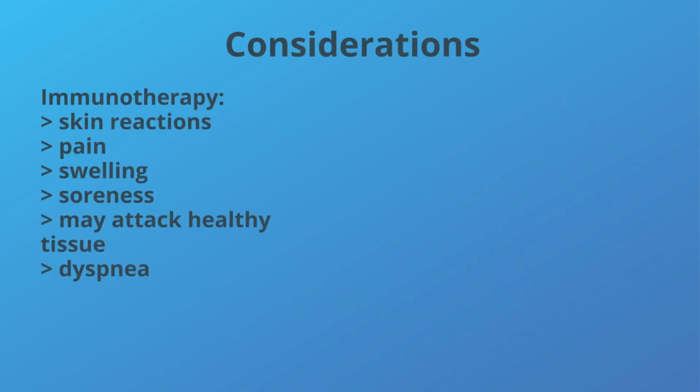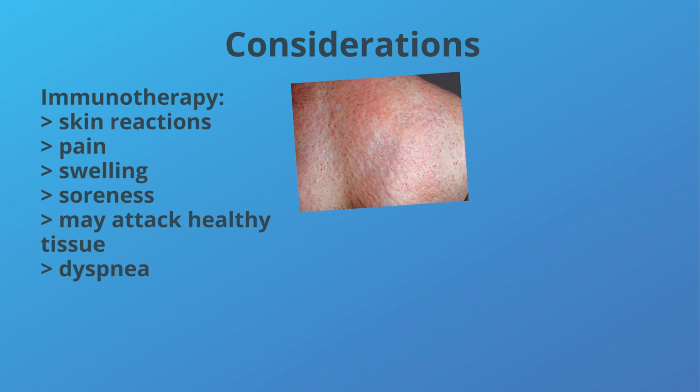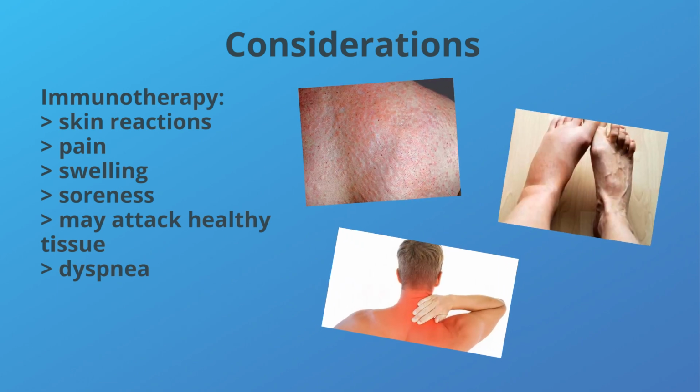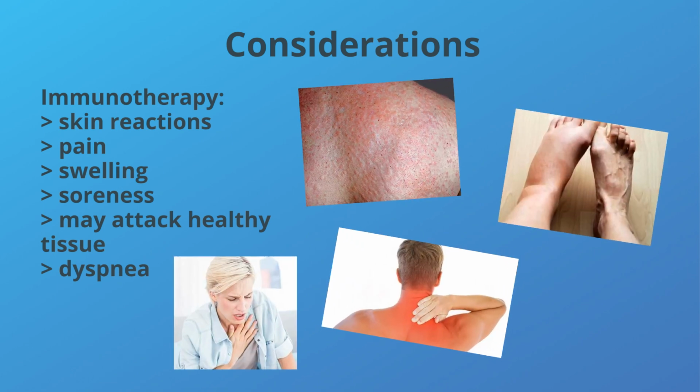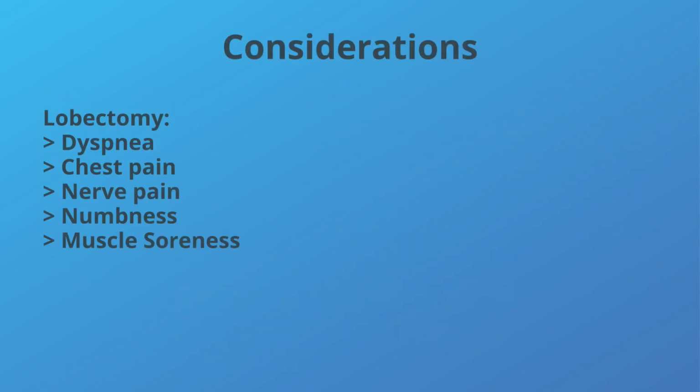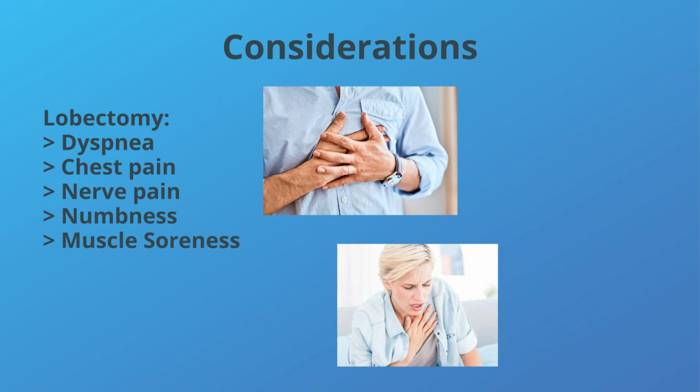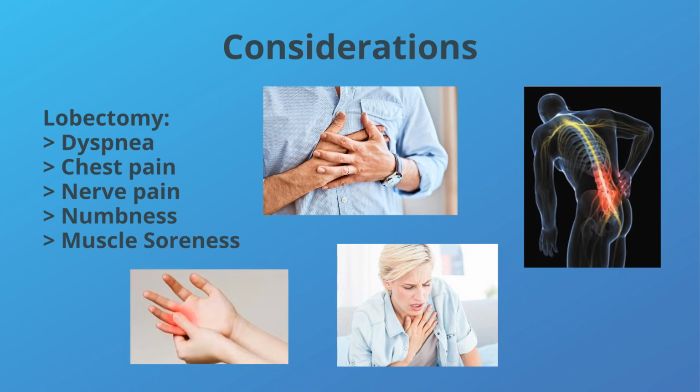Some complications for immunotherapy are skin reactions, pain, swelling, soreness, and dyspnea, which is difficulty breathing. This can also attack healthy tissue because it's a stronger immune system. Some complications for lobectomy are dyspnea, chest pain, nerve pain, numbness, and muscle soreness. These are just temporary side effects.